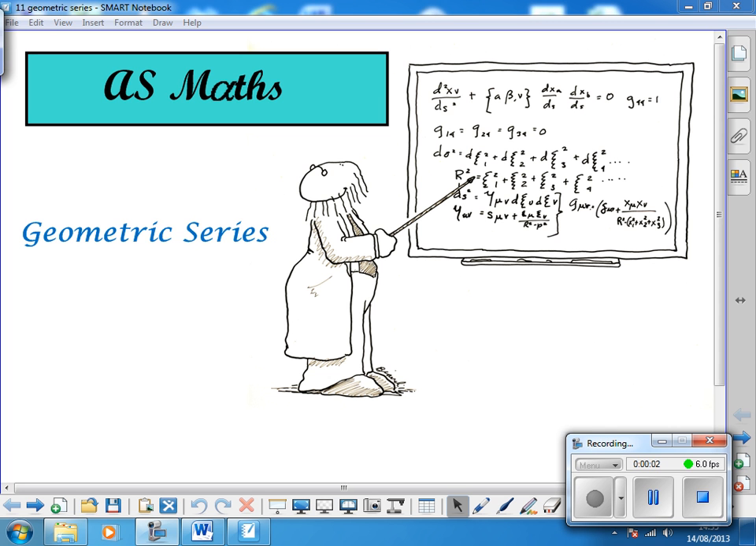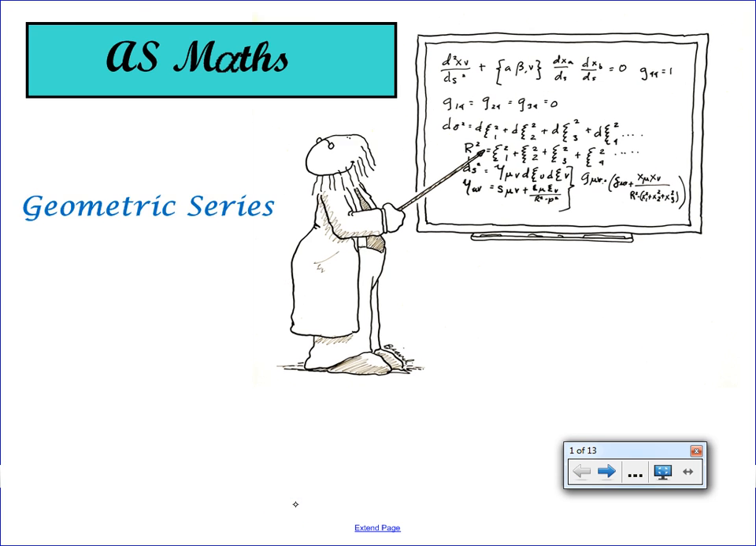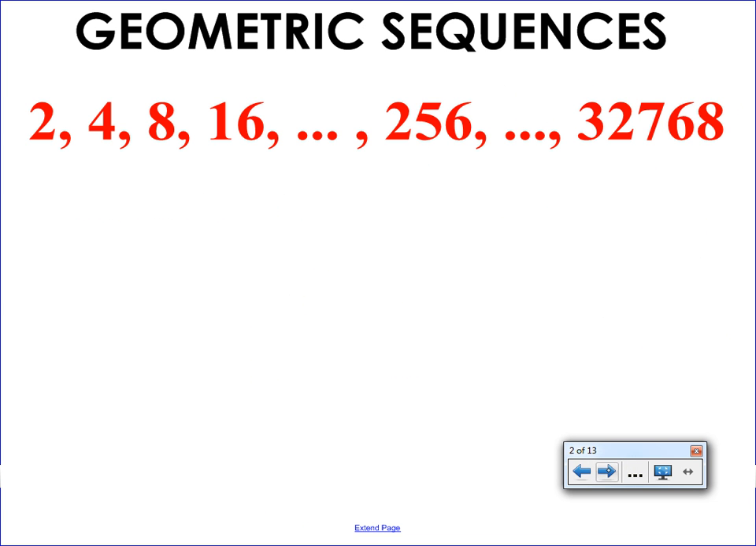Geometric series. We've done arithmetic series in C1, and now we're looking at geometric series in C2. So here's a geometric series. Can you see how to get from one term to the next here? We're multiplying by 2. So instead of adding, like with arithmetic series, we're now timesing.